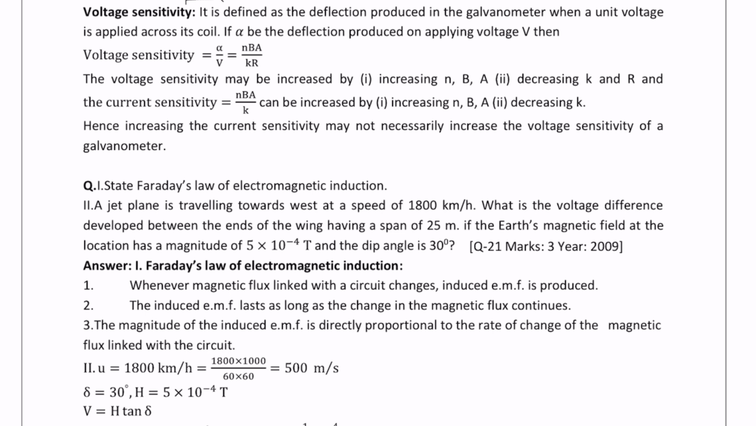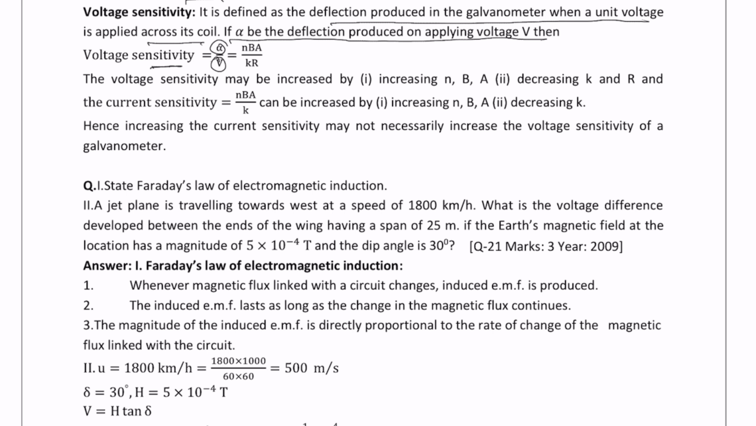What is voltage sensitivity? It is defined as the deflection produced by the galvanometer when a unit voltage is applied across the coil, correct? So if alpha is the deflection produced on applying voltage V, then voltage sensitivity is defined by the deflection produced divided by the voltage applied. From this we can find out that it is N B A by K R, where N is the number of turns, B is the induction vector, A is the area, K is the constant of the galvanometer, and R is the resistance.